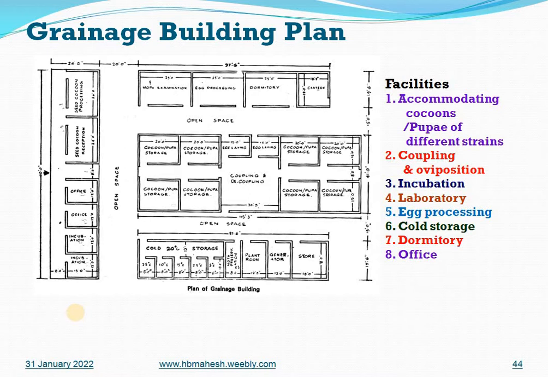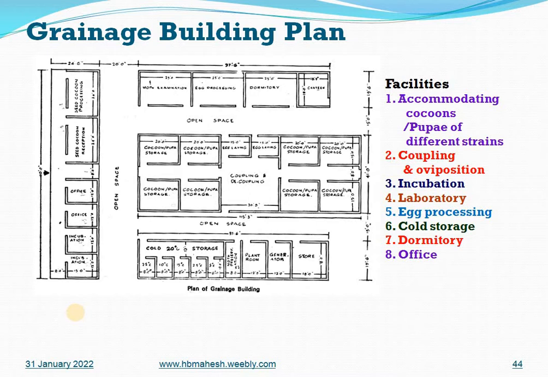In this model building plan, we can observe rooms for accommodating different breeds of cocoons or pupae. Number two, rooms for coupling. Coupling is nothing but the pairing of male and female moth, and oviposition. Oviposition is nothing but the egg laying. Number three, incubation. Incubation is nothing but the preparation of eggs for hatching.